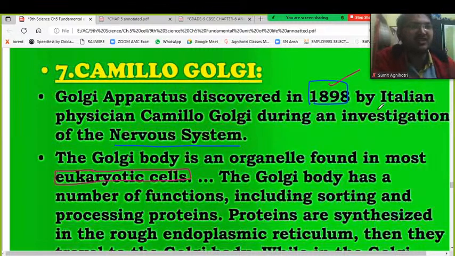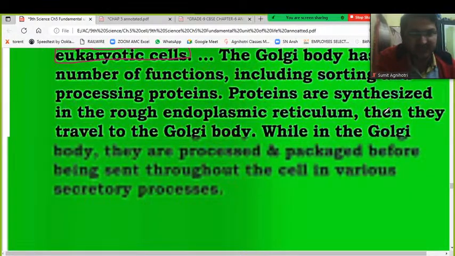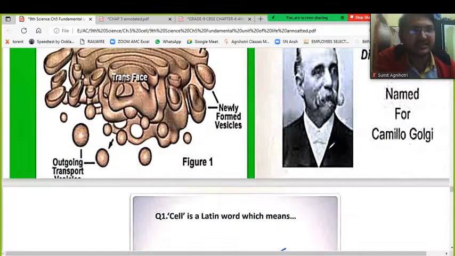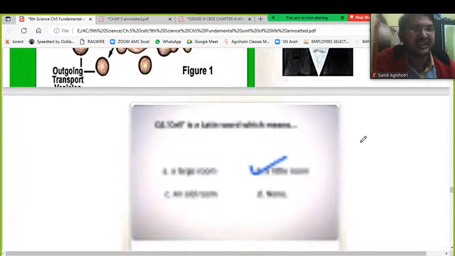transport and manufacturing, quite like a post office. Packaging work and sorting work is done by this apparatus known as the Golgi apparatus. Then we have this named after him, discovered in 1898.